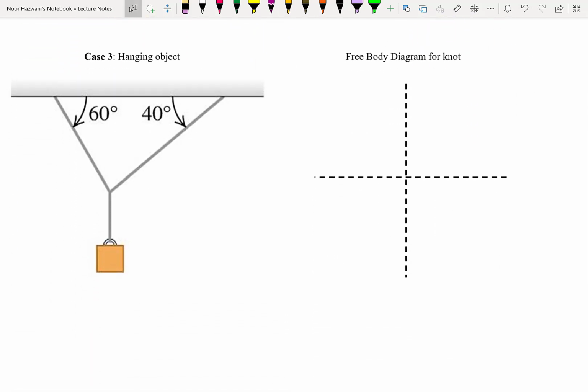Okay, we have a bit different case, which is a hanging object. In this case, we actually have two free body diagrams that need to be drawn. Okay, the first one is the free body diagram for the node here. We call this the node, or junction, which joins all the strings. That's the node.